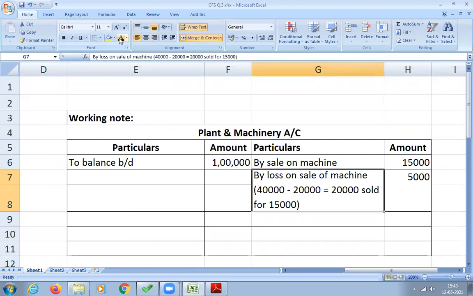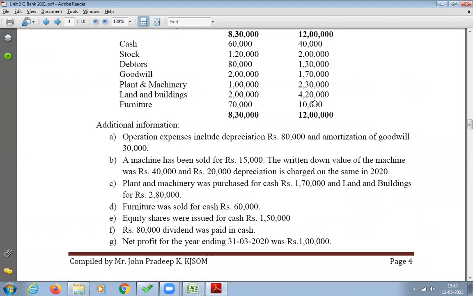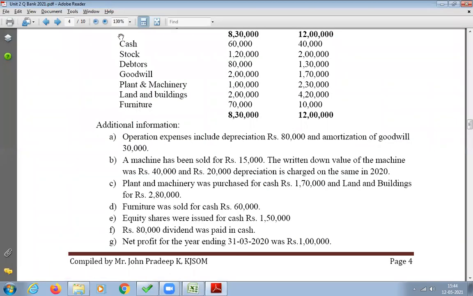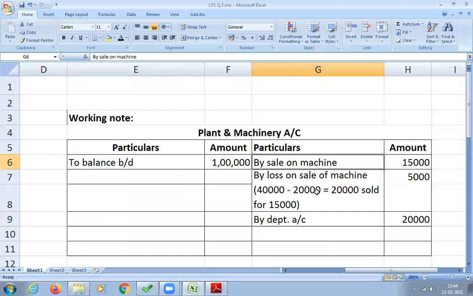Next, you provide the depreciation. How much depreciation on the sold asset did he tell? 20,000. So provide depreciation. Then he has told one purchase is there. So what is the value of the purchase? Plant and machinery, 1,70,000. So write down to bank account purchase 1,70,000.